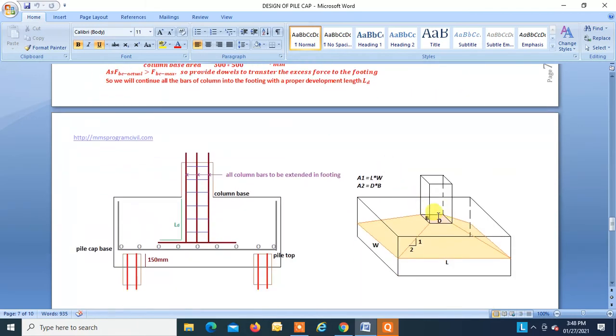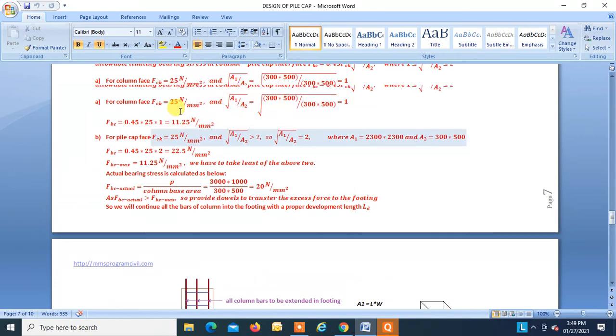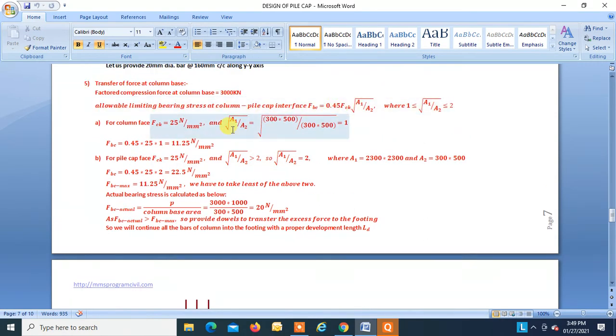We have to take the area of the column, so 300 by 500 and 300 by 500. So this value is going to be equal to 1. So FBC is equal to 0.45 into fck. 0.45 into fck, which is 25, and this is 1. So this is equal to 11.25.